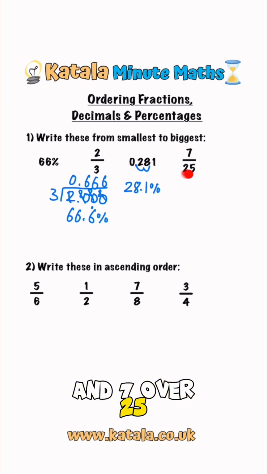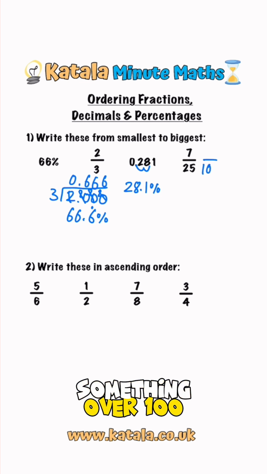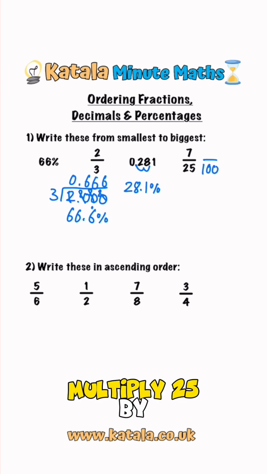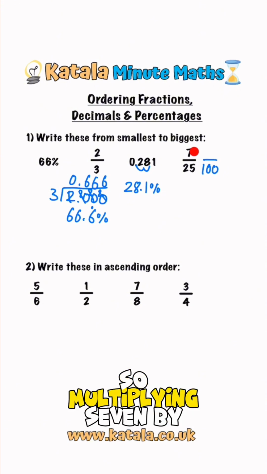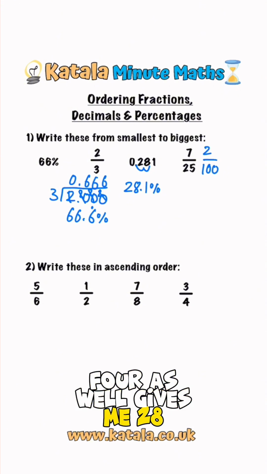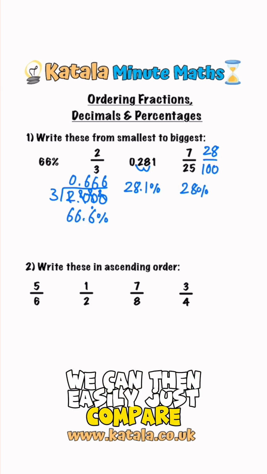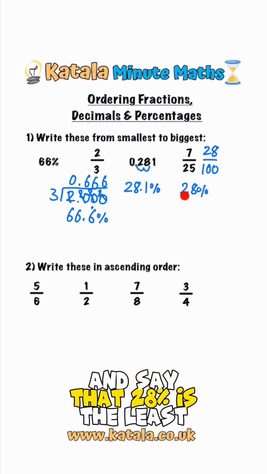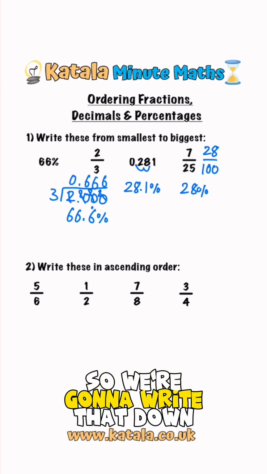And 7/25, since 25 goes into 100, I'm going to write this fraction as something over 100 instead. And so what do I need to multiply 25 by to turn it into 100? And that's just 4. So multiplying 7 by 4 as well gives me 28. So that's just 28% there. We can then easily just compare our 4 percentages here and say that 28% is the least, so 7/25 is the smallest number. So we're going to write that down first.